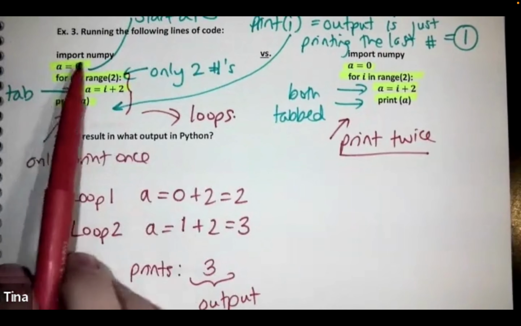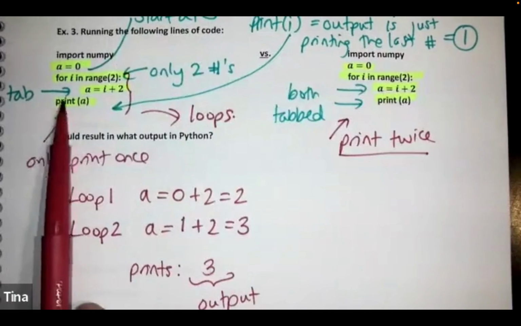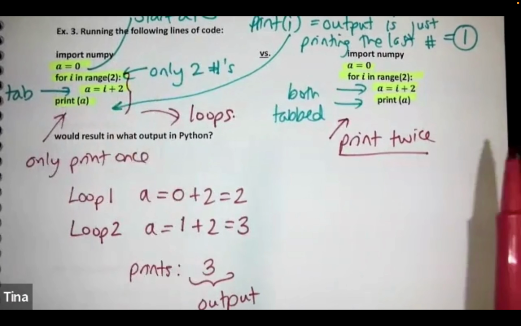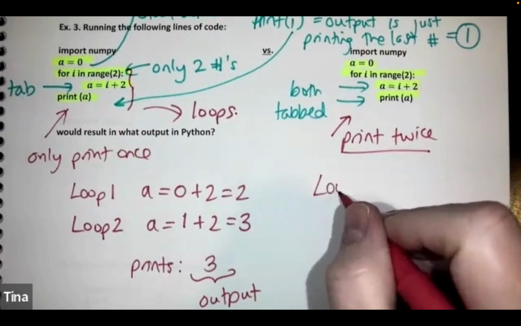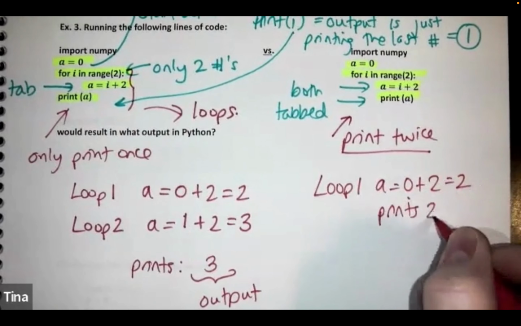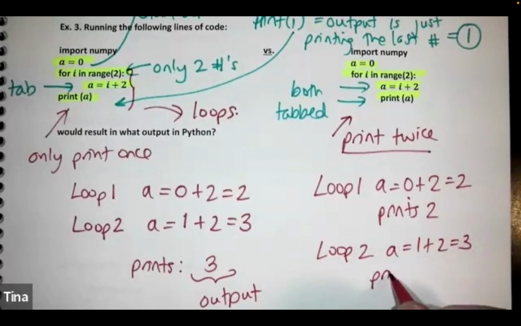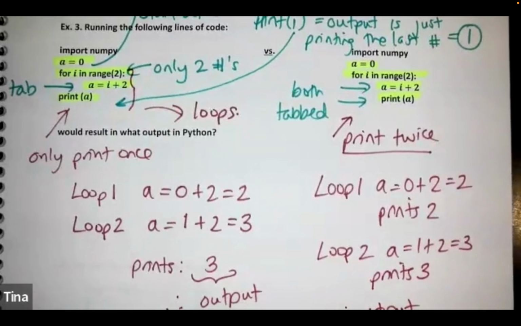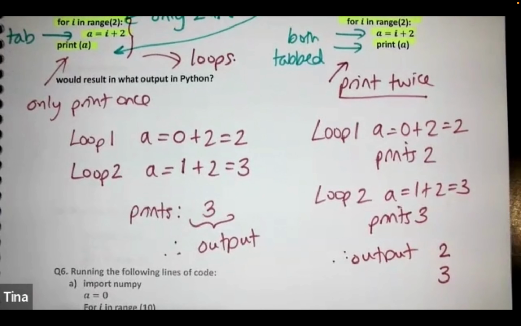Okay, so again, if a is 0, it starts at 0. Range 2 means there's only 2 numbers, so 0 and 1. Because there's only one tab in front of this a and not in front of the print, then it's only going to print the end result here, the 3. This one, loop 1, is still 0 plus 2, but it prints 2. And then loop 2 is 1 plus 2 is 3, and it prints 3. So what's the output? Well, the output over here was just 3, but the output over here is going to print 2, 3 like that. Okay? So that's the difference.